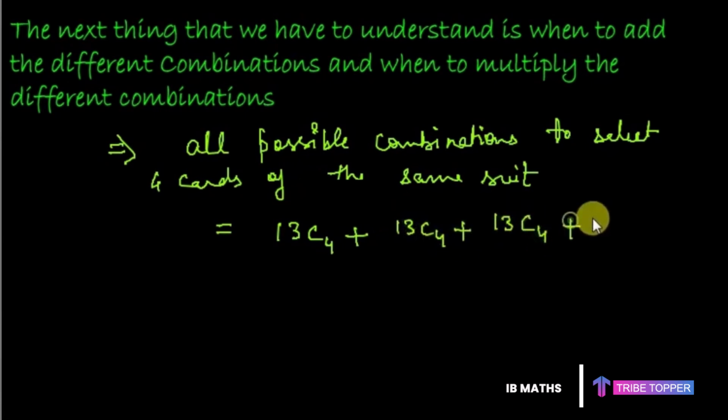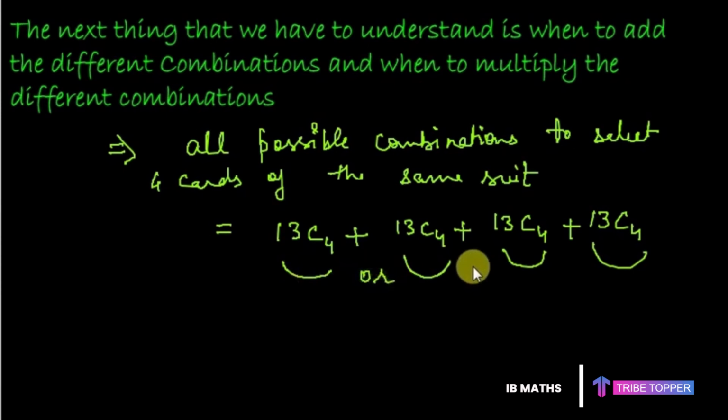Because you have these many ways, either you select all 4 cards of spade, or all 4 cards of club, or all 4 cards of heart, or all 4 cards of diamond. So when they are joined by 'or', we have an option this or this or this or this, so you will add the combinations.